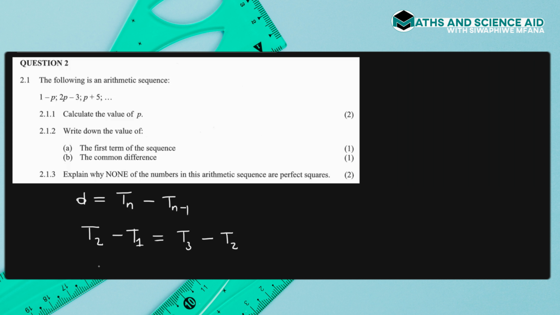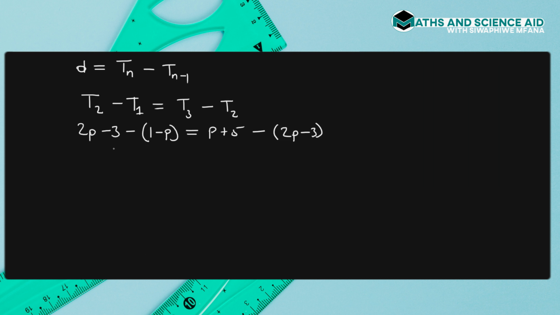Therefore, as we can see, the second term is given by 2p minus 3, and the first term is given by 1 minus p. So this must be equal to the third term, which is given by p plus 5, minus the second term given by 2p minus 3. So now we can just simplify this equation and solve for p.